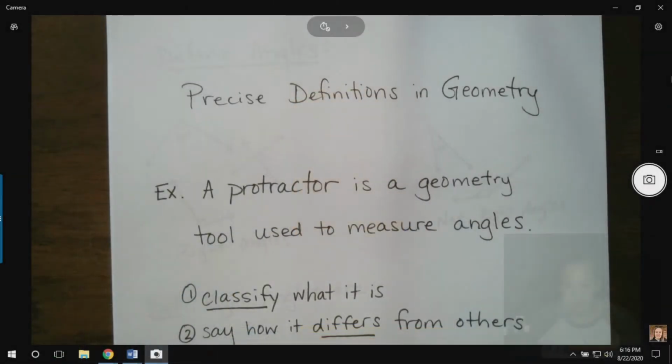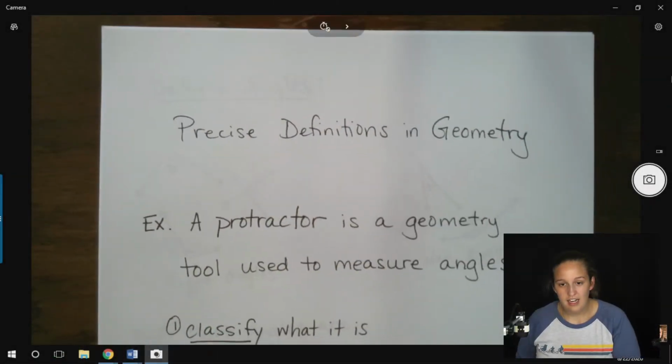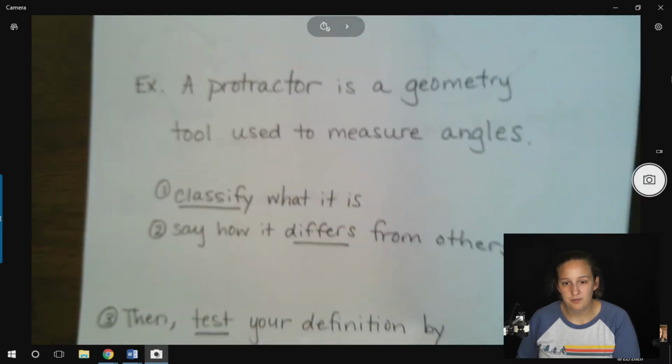All right, the second thing we're going to talk about is precise definitions. Having an accurate definition that is necessary and sufficient in describing what you're trying to say is extremely important in geometry. And so to do this, there's kind of three things we want to do.